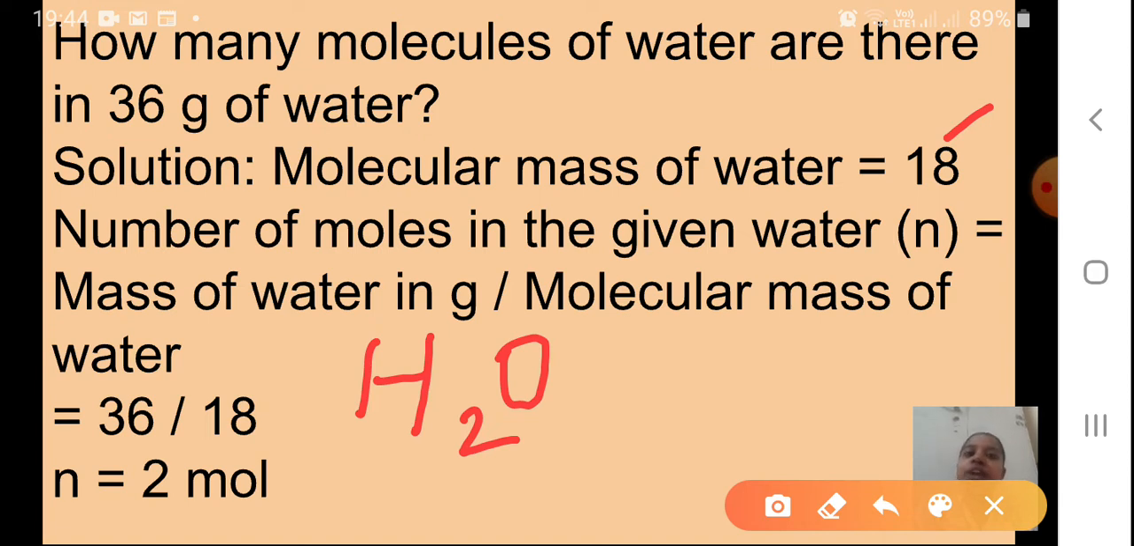So what have we got? The mass of the water in gram is given in the question, 36, divided by 18. How many moles did we get? 2 moles. Students, did you understand how we got the N value? Now see here.